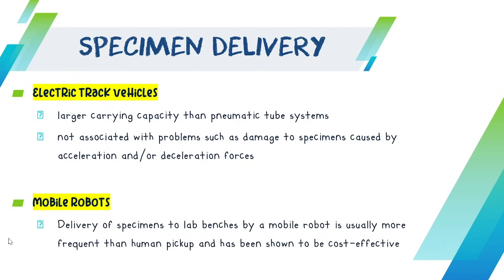We have your mobile robots. Now, with mobile robots, delivery of specimens to lab benches by a mobile robot is usually more frequent than human pickup and has been shown to be cost-effective. Mobile robots, literally, instead of you personally delivering from one department to the other, it is like a cart, instead of you personally pushing the cart and transferring things from one place to another, you use mobile robots. So for you to imagine it better, I also have a video for that. Let's proceed to the next slide.